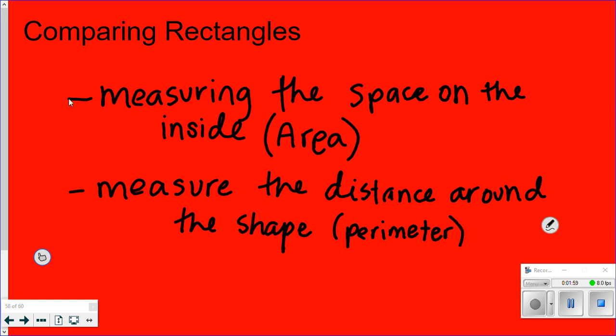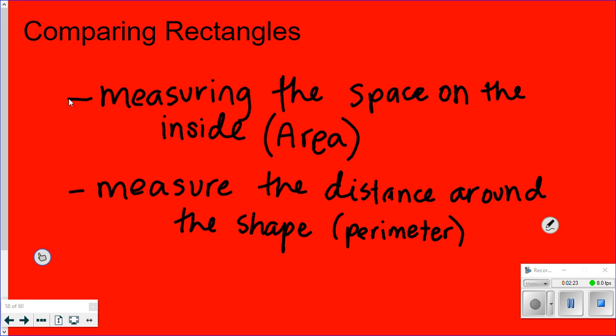Are these two types of measurements measuring the same thing? No. No, they are not measuring the same thing. Well, it looks like you got some writing to do. Those are two different things. Measuring the inside is different than measuring the outside.